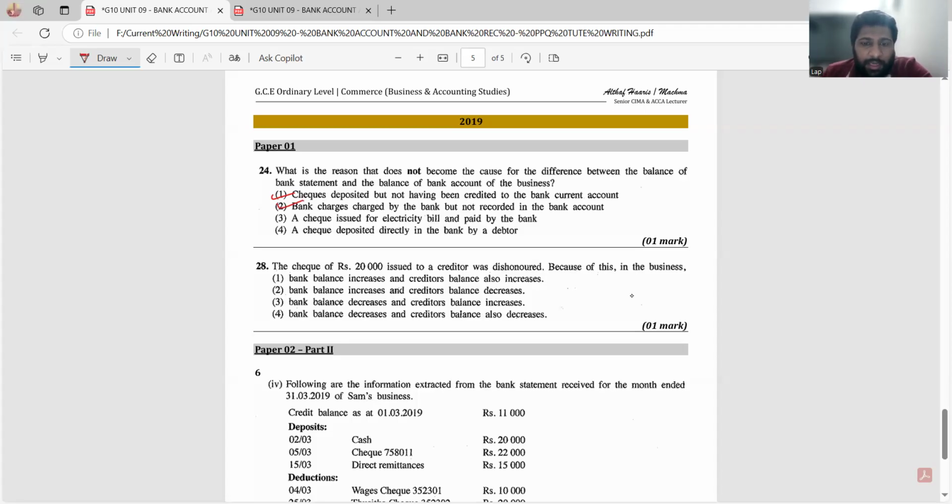A check issued for an electricity bill and paid by the bank. Bank has paid it. We issued a check. If the bank doesn't know about it, then there will be a difference. That's what unpresented checks means. Unpresented means the other party has not presented the check to the bank, so the bank is not aware of it.